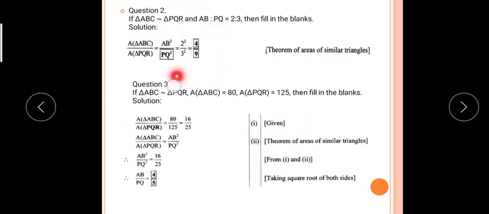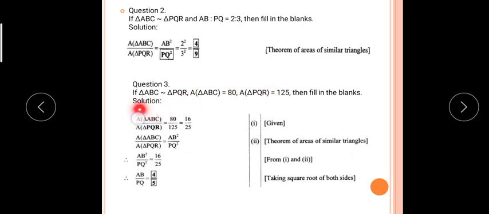Now listen, this is activity based only. Like this question they will not ask, because just for the understanding it is given, because only 2-3 blanks are here. Now listen, if triangle ABC is similar to triangle PQR, AB is to PQ is equal to 2:3, then fill in the blank. So area of ABC upon area of PQR is equal to the square of corresponding sides. Therefore it is AB square upon PQ square. So AB is 2, PQ is 3, and therefore it is 2 square upon 3 square, that is 4/9. And you have to write the reason in the bracket, theorem of area of similar triangle.